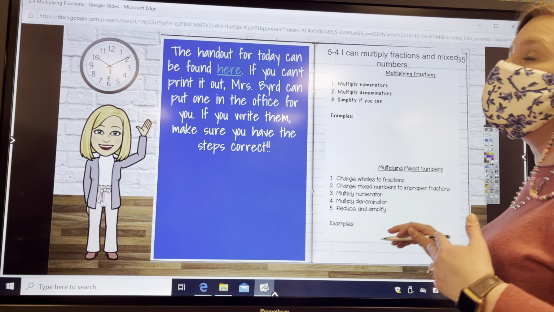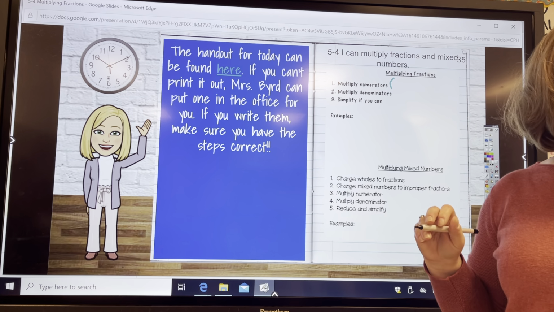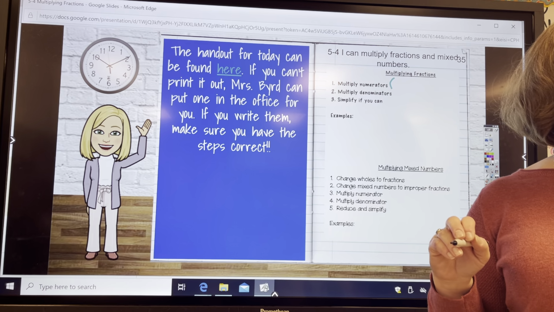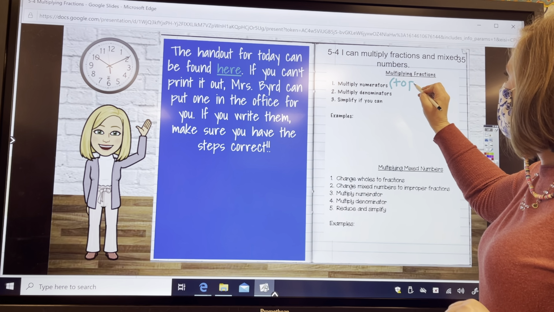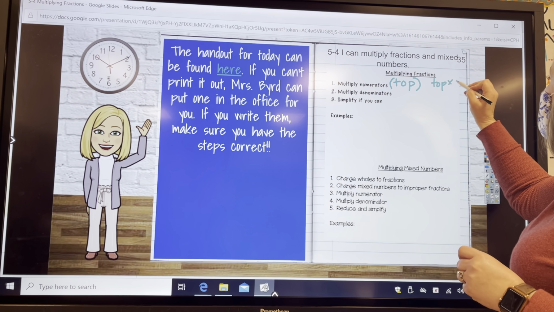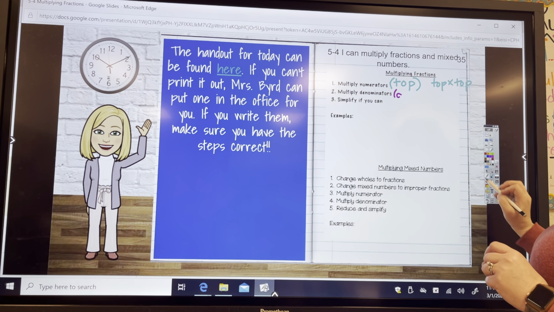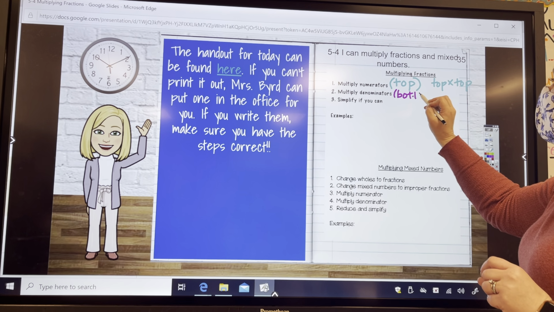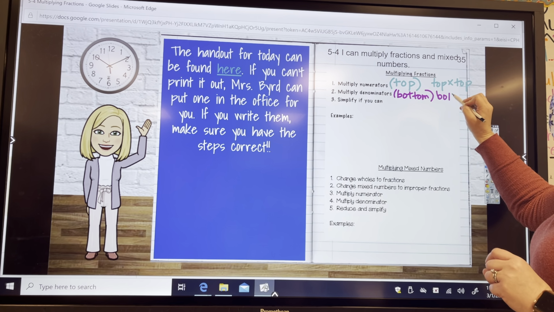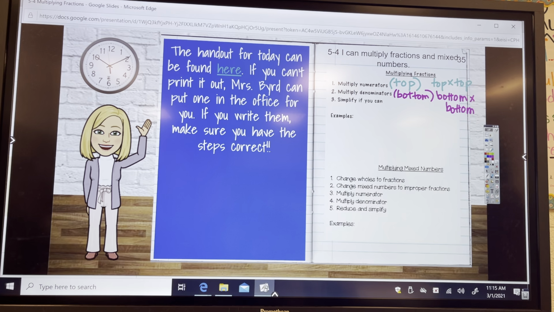Now, when we multiply fractions, we are going to multiply numerator by numerator, denominator by denominator. Numerators, those are which numbers? Is that the top or the bottom? The top. So we're going to multiply top times top, okay? And then the denominator is the what? The bottom. So we're going to multiply bottom by bottom, okay? Then we're going to simplify if we can, all right?